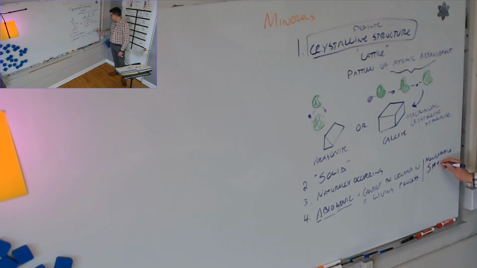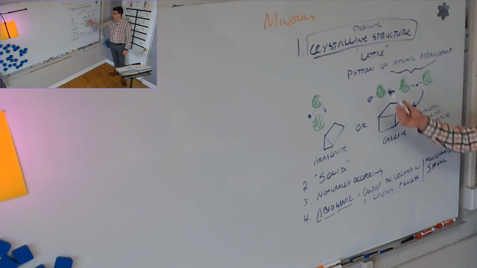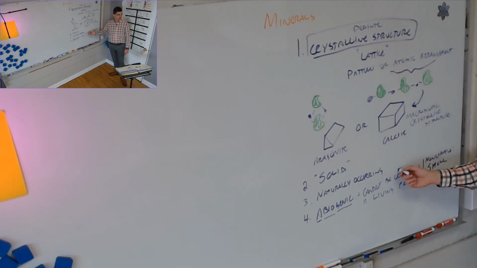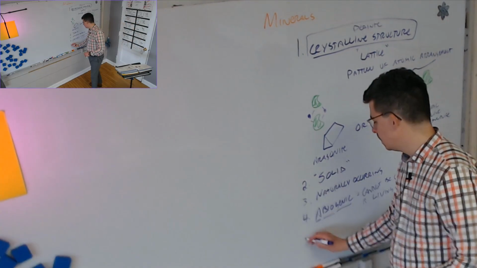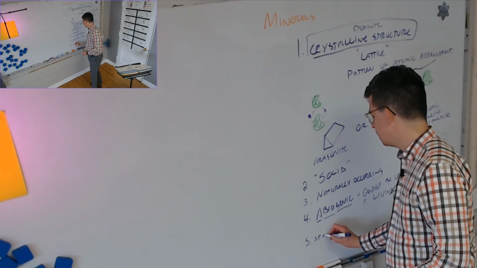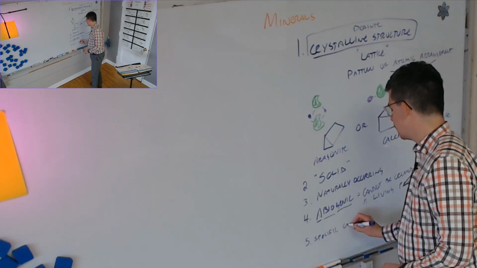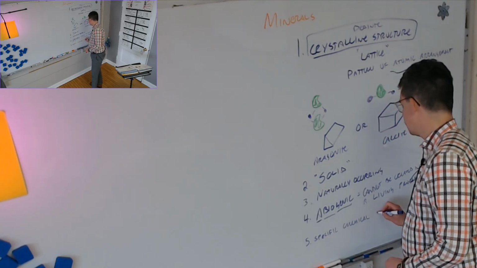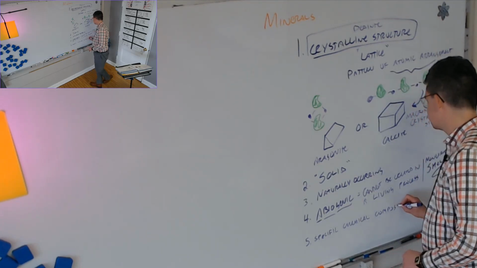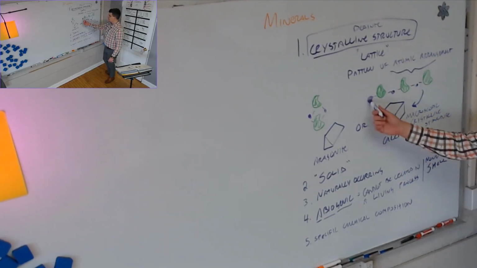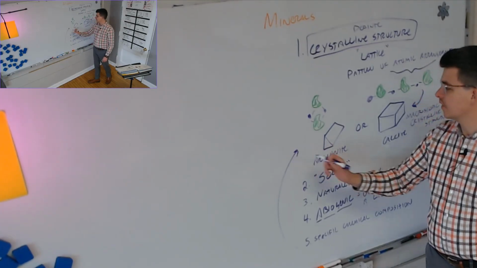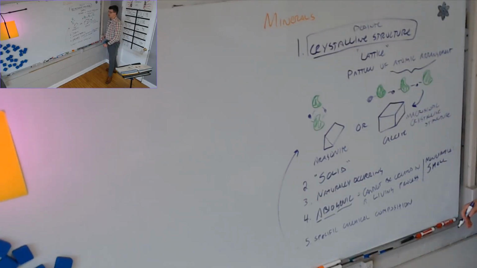Seashell. Shells are not minerals. They are crystalline, they are solid, so they are not minerals. And then lastly, it must have a specific chemical composition. Specific chemical composition. I'm going to just point this back to this little diagram, calcium aragonite.